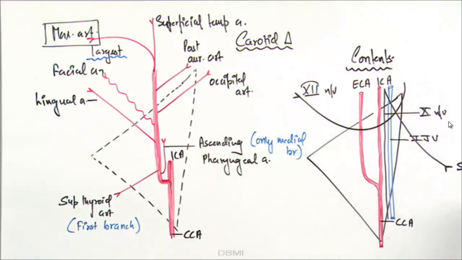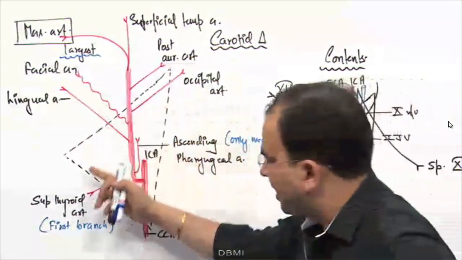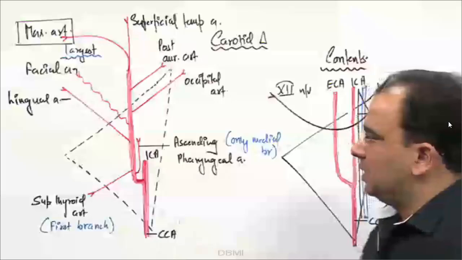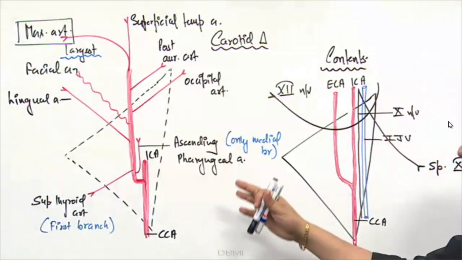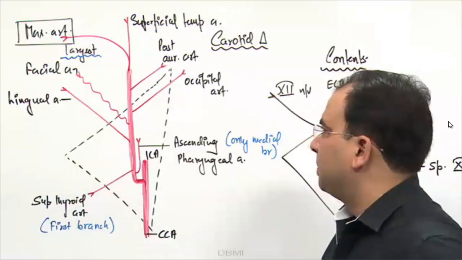So this was about the carotid triangle. So carotid triangle in total, these structures plus these 5 branches which are given off in the carotid triangle, including superior thyroid, ascending pharyngeal, lingual, facial and occipital artery.